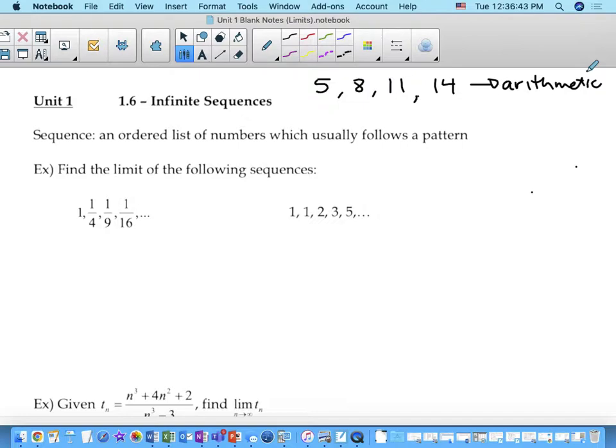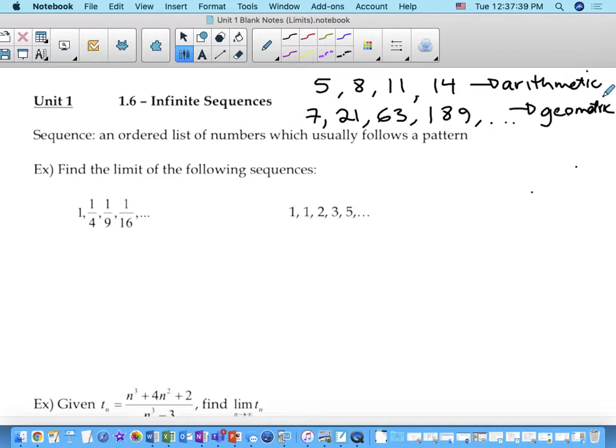You also looked at geometric sequences. So you may have looked at something like this. Let's start with 7, 21, 63, 189. Okay. So what's the pattern here? Multiplying by 3. Yeah. So a geometric sequence is a multiplying pattern. We start with our first term, which is A, and then we multiply by something called R, which is the common ratio.